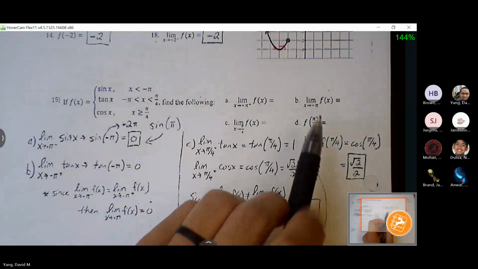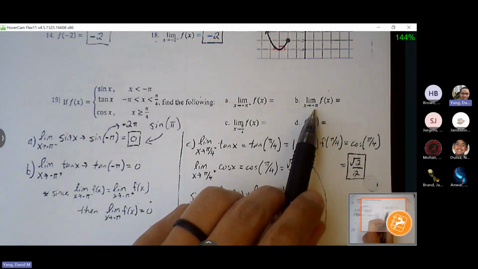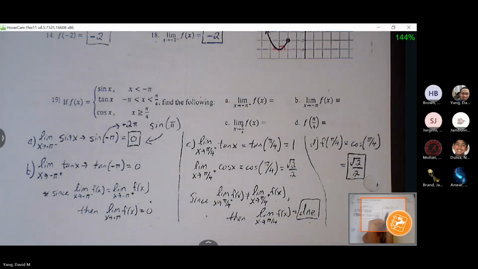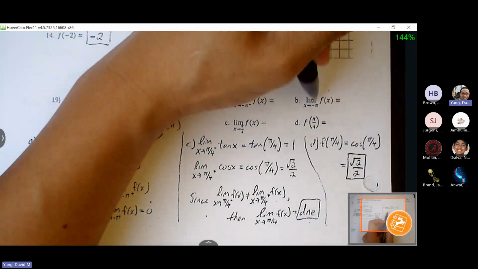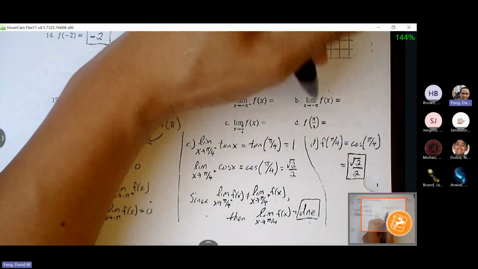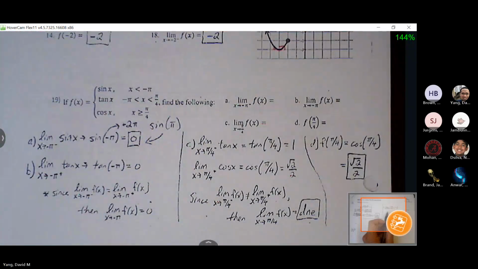Part B, approaching just -pi. Sorry, I did not include it, or maybe it didn't come out too well. I meant for this to be -pi. Yeah, from the right. Yes, from the right.